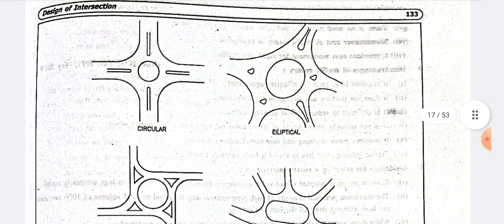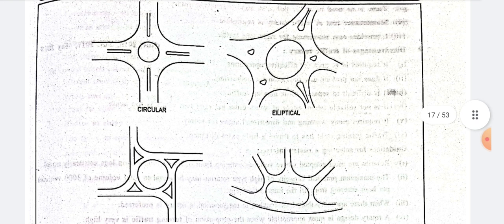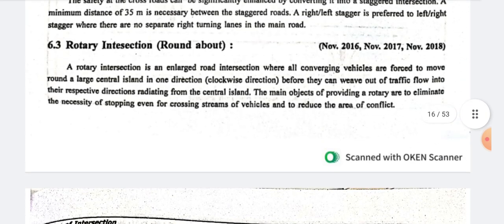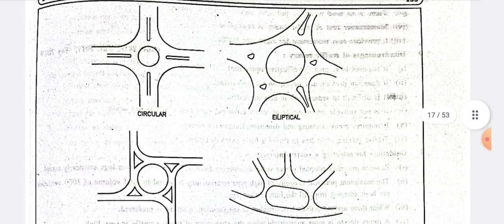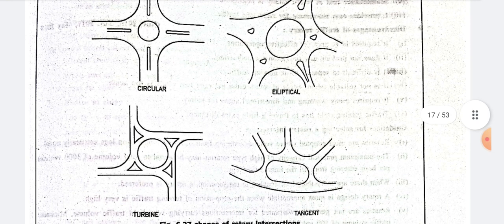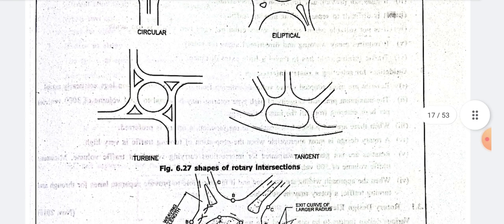So see here different types of the rotary intersection seen in a figure. So first one is a circular intersection. In this type of circular intersection, four roads intersect with each other, like two roads connecting at one intersection point. So here a circular rotary intersection is provided. Second is an elliptical. So here more than four roads are connected at a single point. So an elliptical island is provided at the intersection.